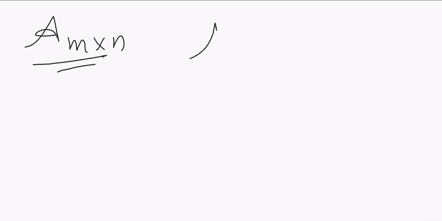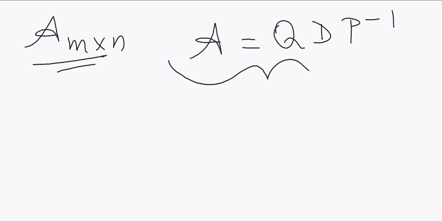So in this video, we shall attempt to factorize any m by n matrix A with the use of a diagonal matrix, like we did that for symmetric matrices before. Let's write P inverse. So we want to write this kind of factorization with a diagonal matrix for any matrix A.